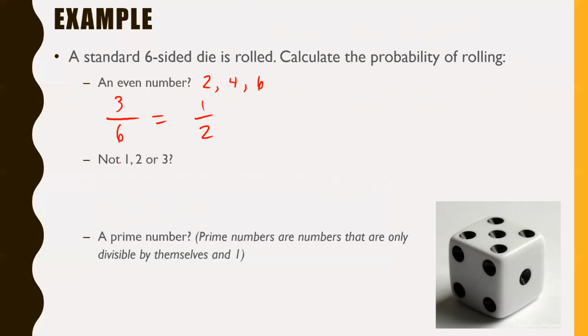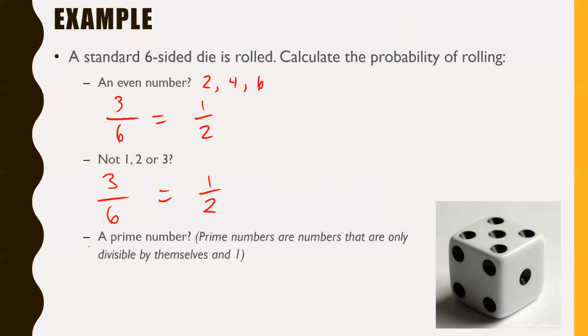Next one, not 1, 2, or 3. So in other words, what we're counting as successful is 4, 5, or 6. Okay, well, there's 3 things that are successful out of 6 options in total. Once again, it's 1 out of 2.